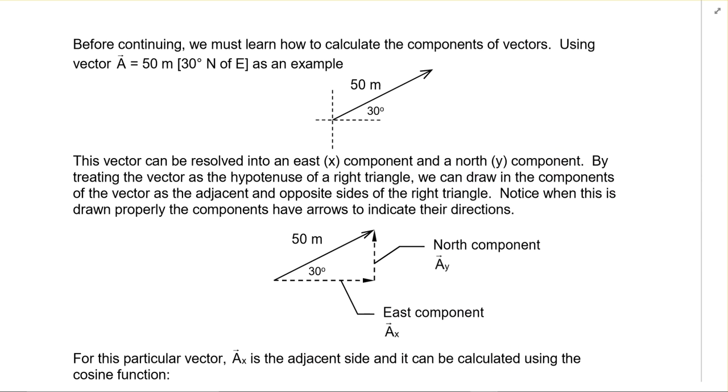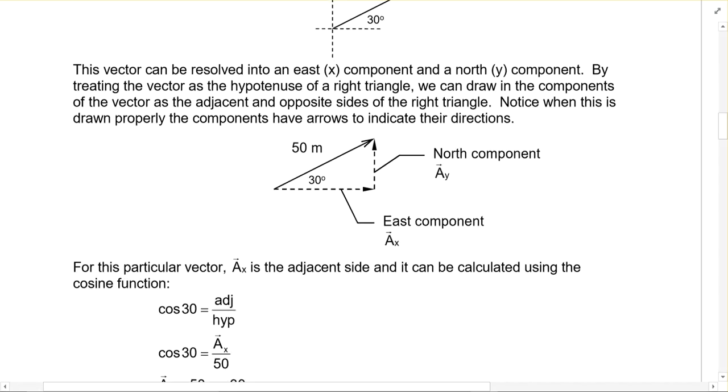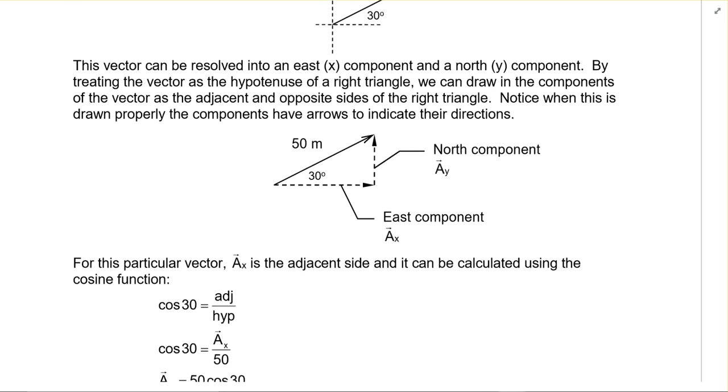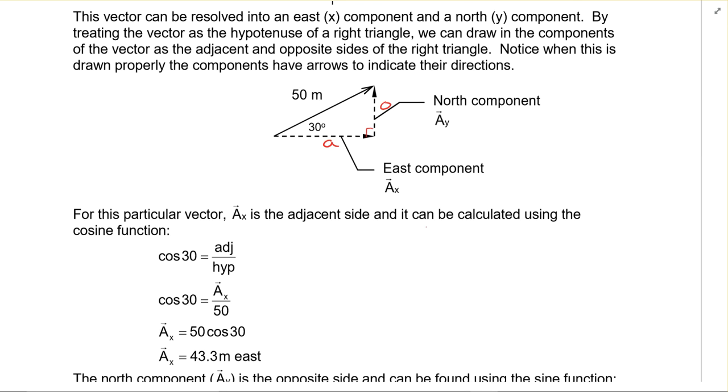So before we continue, we must learn how to calculate the components of vectors using this as an example. Really, we're back to that SOHCAHTOA stuff. So what we can do is treat this like a right angle triangle again. This would be our adjacent side, and this would be our opposite side. And I'm going to write SOHCAHTOA down here a little bit. My pen's a little off.